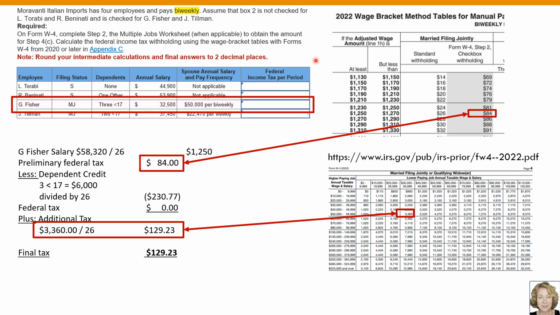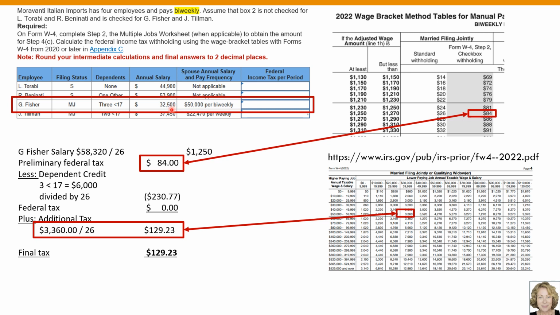The first 2 employees are very similar to what we covered in question 1 and 2. However, the last 2 employees also have spouse annual salary. So that's a little trickier. So let's calculate the tax for G. Fisher. This employee is married filing jointly, has 3 dependents under 17, has an annual salary of $32,500, and the employee's spouse makes $50,000 paid biweekly.